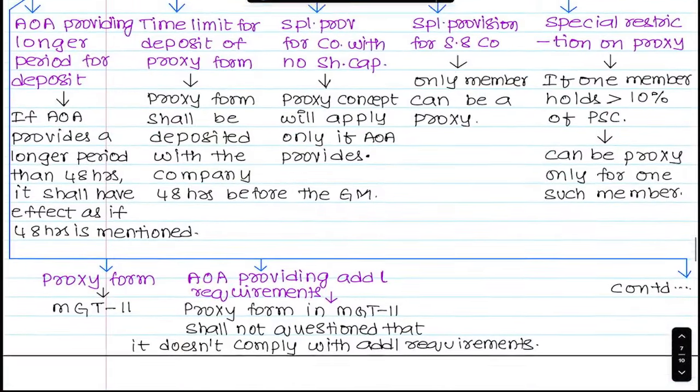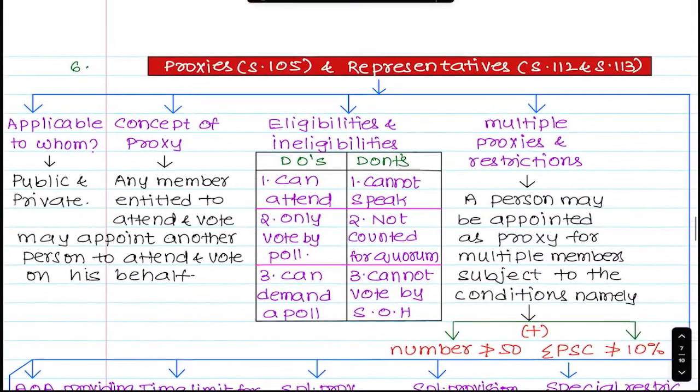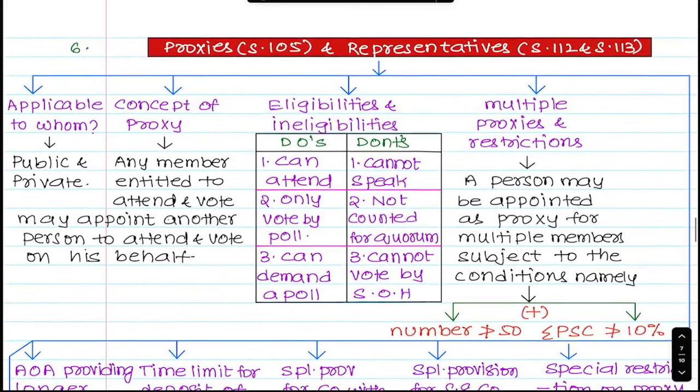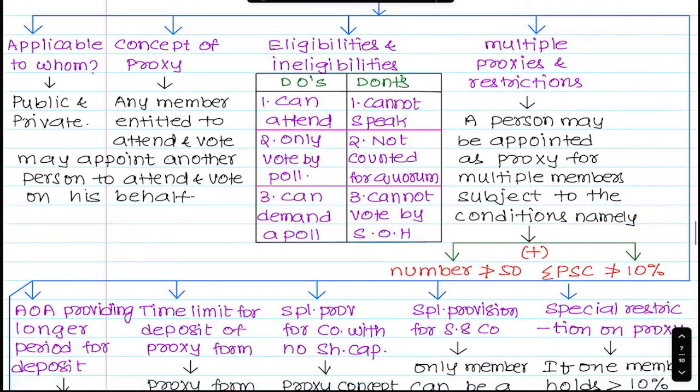Before going into that, I want confirmation. First points, everyone understood clearly? Yes, sir. Okay, first one: applicable to whom? Public, private. Next, eligibility. What can a proxy do? Can attend or cannot attend? Can demand a poll or cannot demand a poll? Can vote by poll or cannot vote by poll? What can he not do?